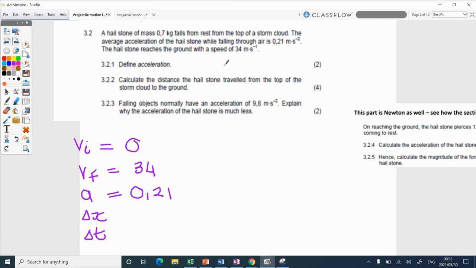And they want from us the distance the hailstone traveled from the top of the cloud to the ground. So what are we going to do? What do they want from us? V squared equals U squared plus 2AX.